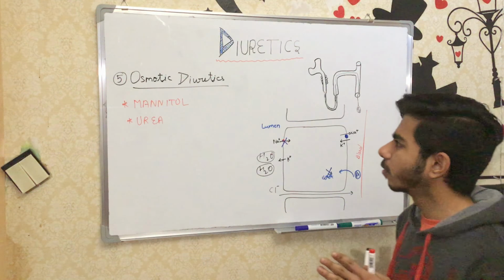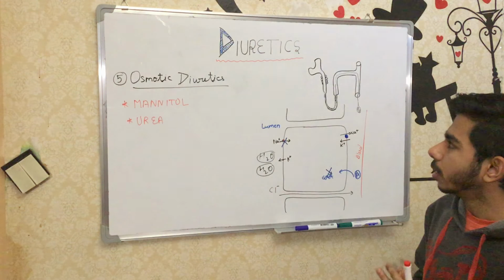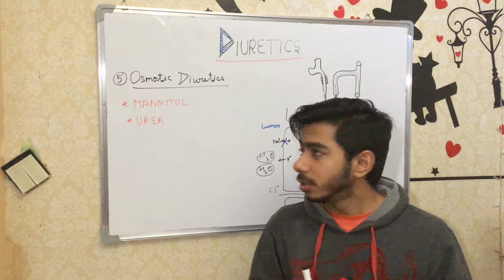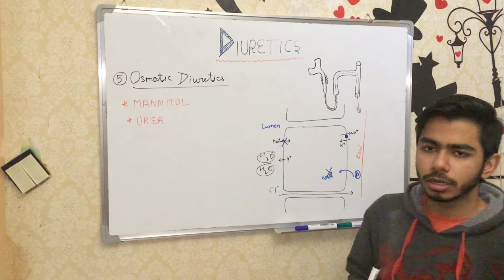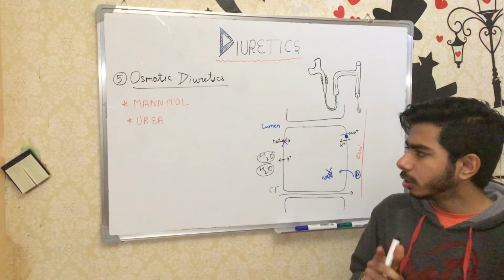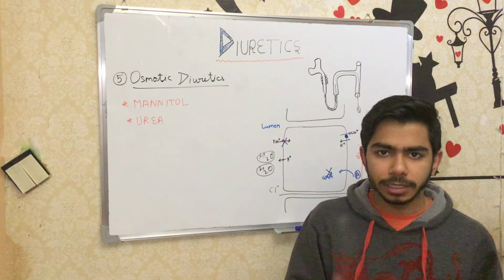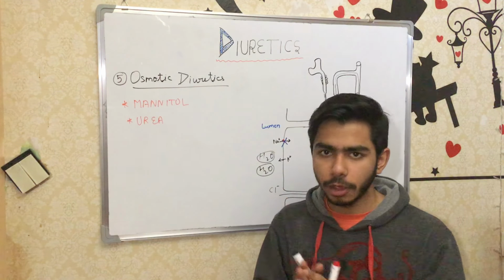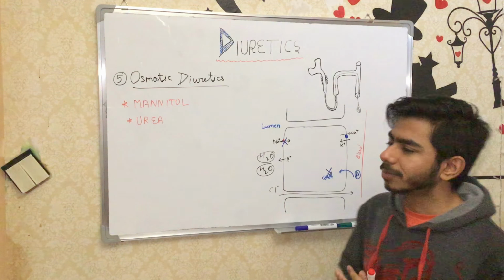This just simply follows the rule of osmosis. So with this video, this is the conclusion of the diuretics. I have talked about all the classes. First one I talked about the carbonic anhydrase inhibitors, then loop diuretics. Third was the thiazide diuretics. Fourth one was the potassium sparing diuretics, and the last one is the osmotic diuretics. And this was all about the diuretics.